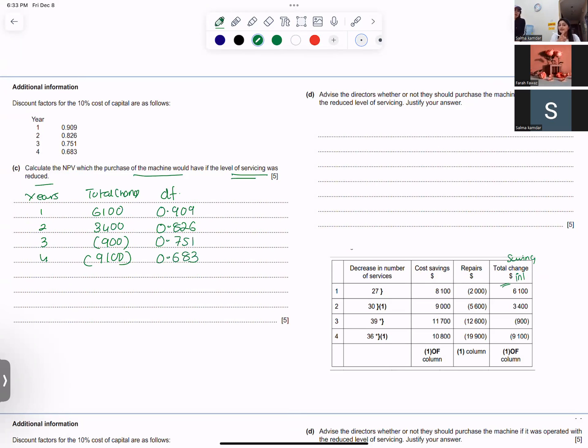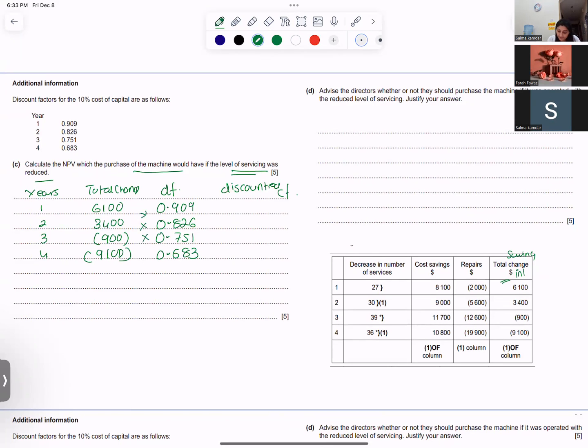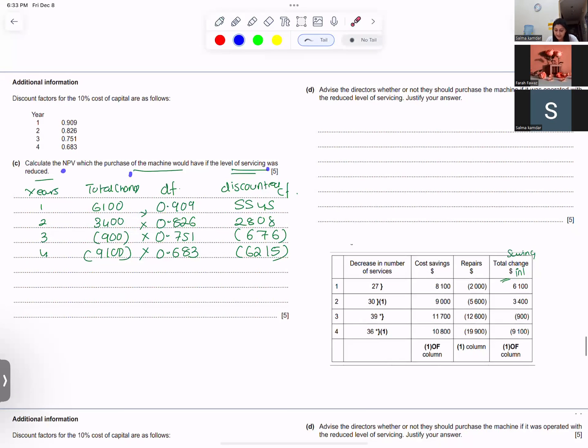Then I will have the discounted cash flow, a present value of the savings. So this will become how much? Are you with me? I didn't understand why we're multiplying the savings. Okay, fine. Calculate the NPV which the purchase of the machine would have if the level of servicing is reduced.